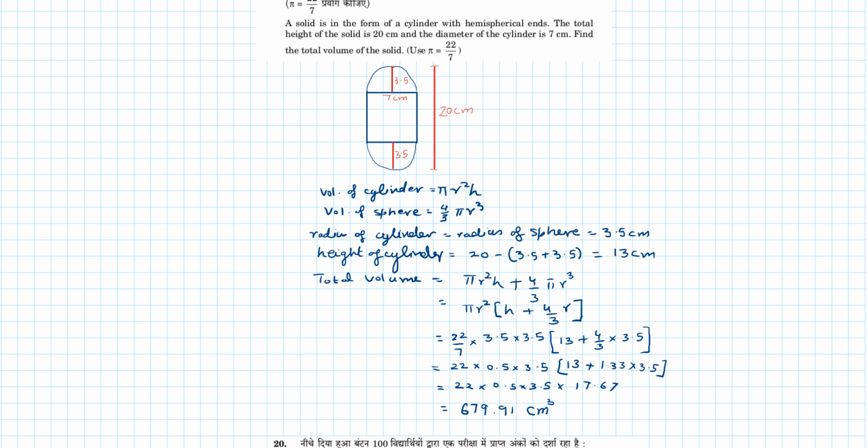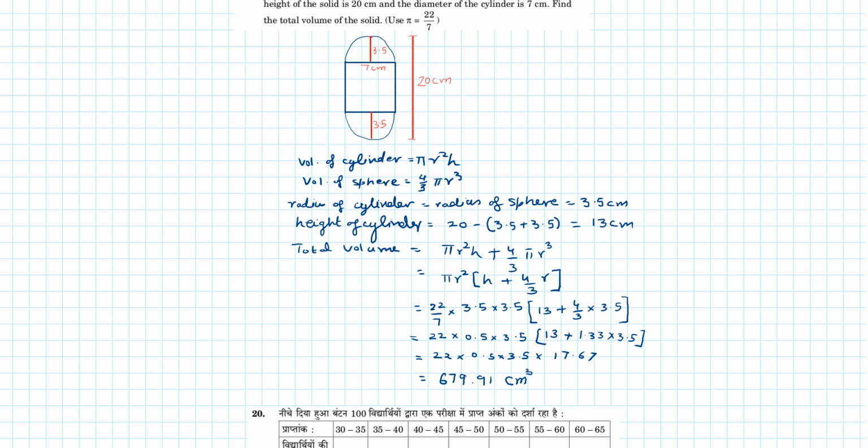So what is the volume of the cylinder? Pi r square h. The volume of the sphere is 4/3 pi r cube. Now here this 7 centimeter, which is the diameter, is also the diameter of the sphere sitting over it, right? So the radius of the sphere becomes 3.5 centimeter, isn't it? So solving it, we have: radius of the cylinder is equal to radius of the sphere is equal to 3.5 centimeter.